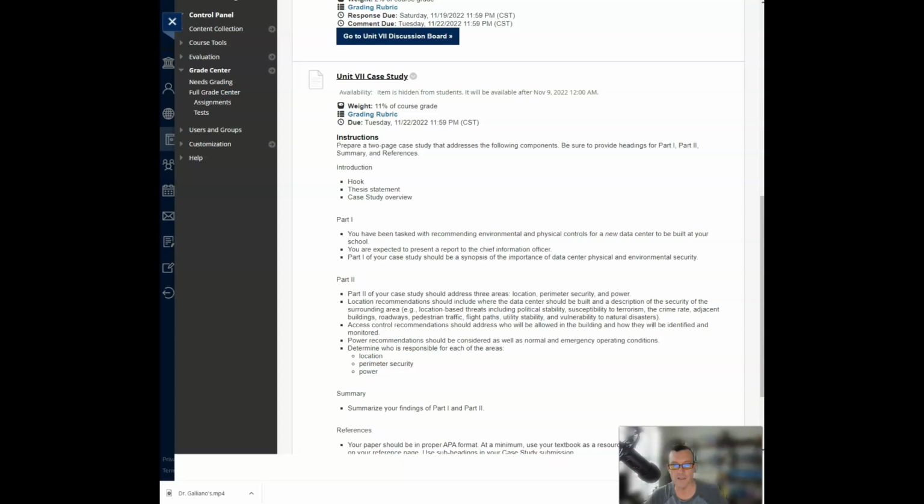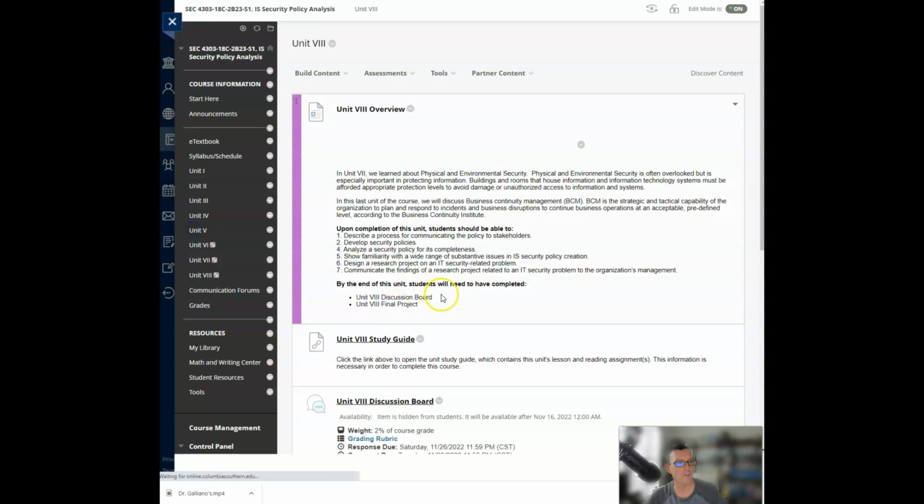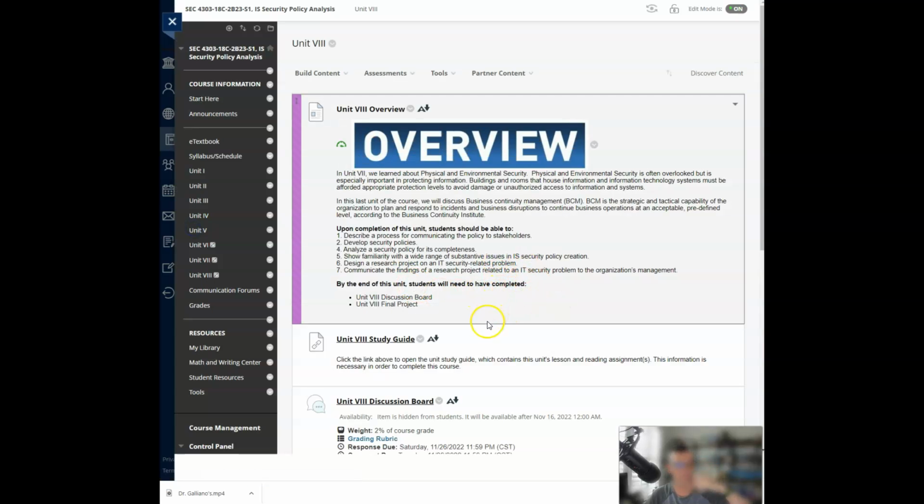That then is going to take us to Unit 8, the final unit in the course. Now, Unit 8, let me get over there in the actual course here. Unit 8 is going to be on business continuity management. And business continuity management is a really important component for any organization. And it's going to fall on your shoulders primarily as an information security professional, along with IT personnel.